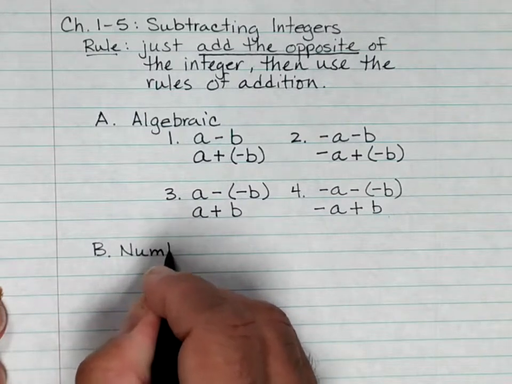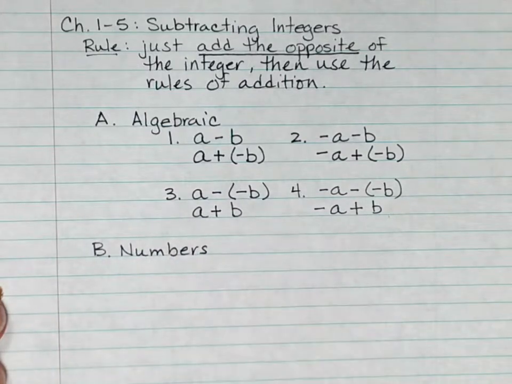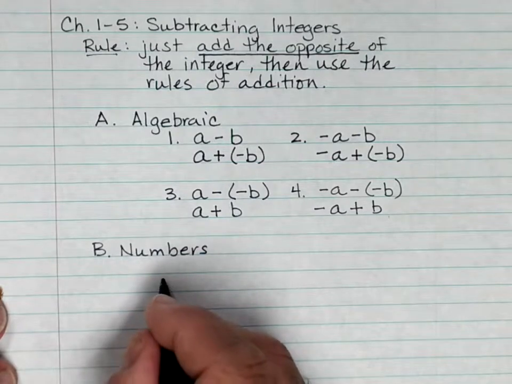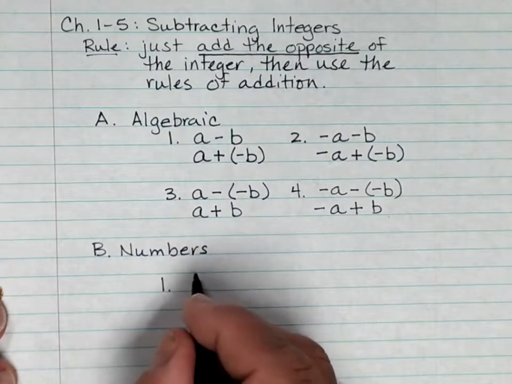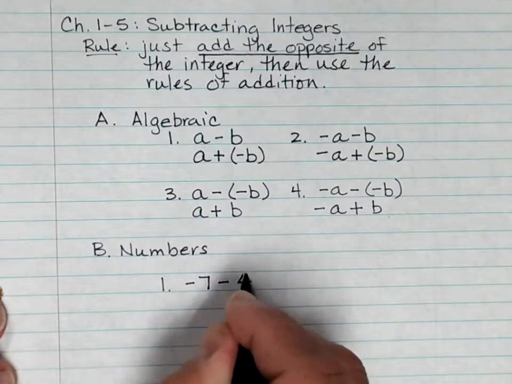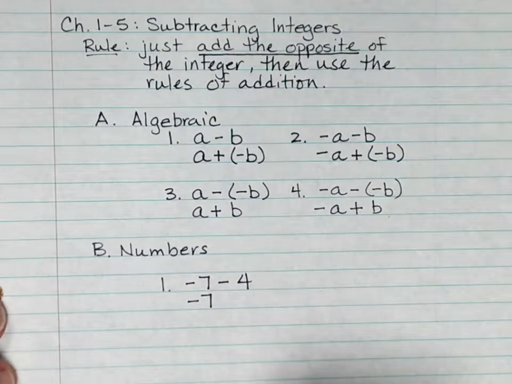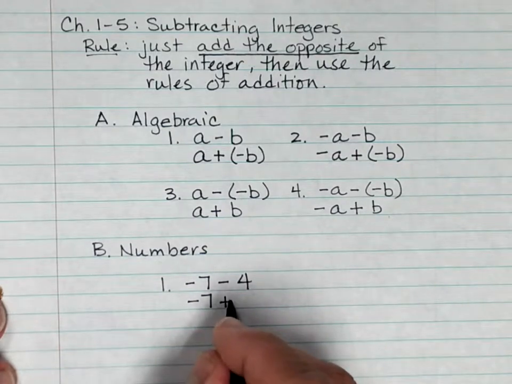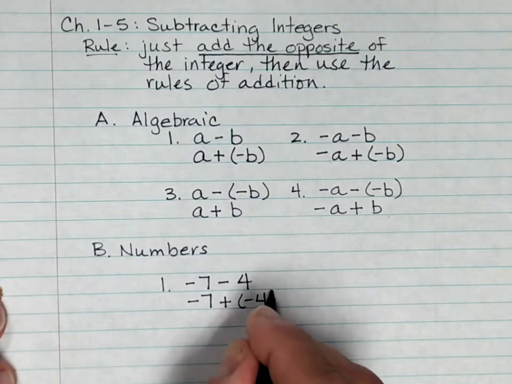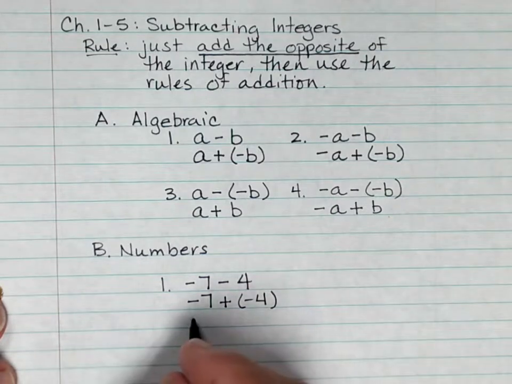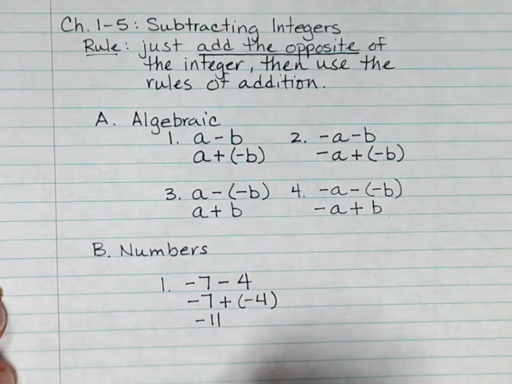Alright, let's get into some numbers. I'm going to keep it pretty straightforward actually. Negative 7 minus 4. Again, the first term does not change, and then we add the opposite. The answer is negative 11.